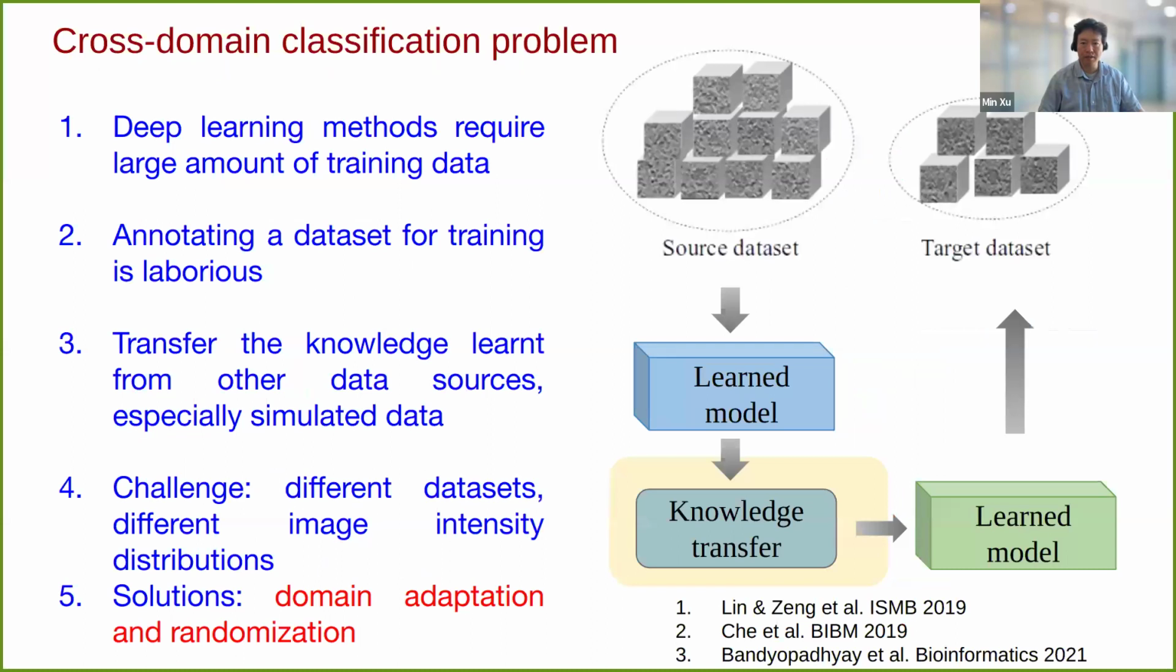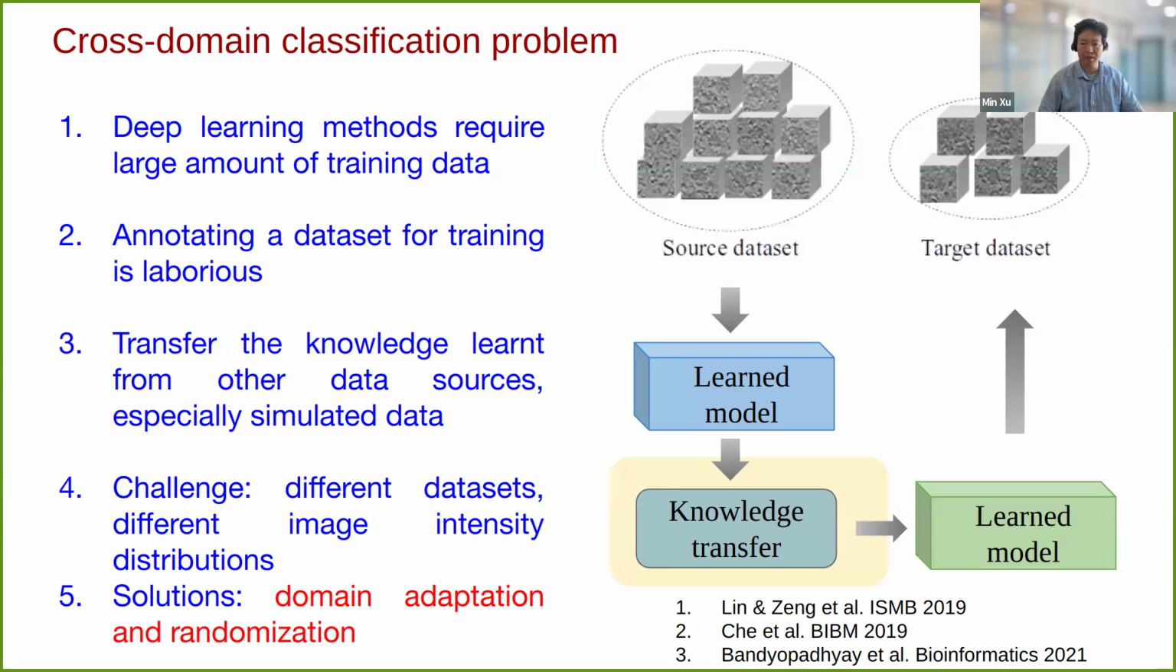Since annotating Cryo-ET data is very laborious and time-consuming due to quality control and computational cost issues, it will be beneficial to have training data from a separate data source where a large amount of annotation is readily available or can be obtained in a high-throughput fashion, such as using simulation, then transfer the learned knowledge into a new dataset. However, different subtomogram datasets have different image intensity distributions due to different experimental conditions.